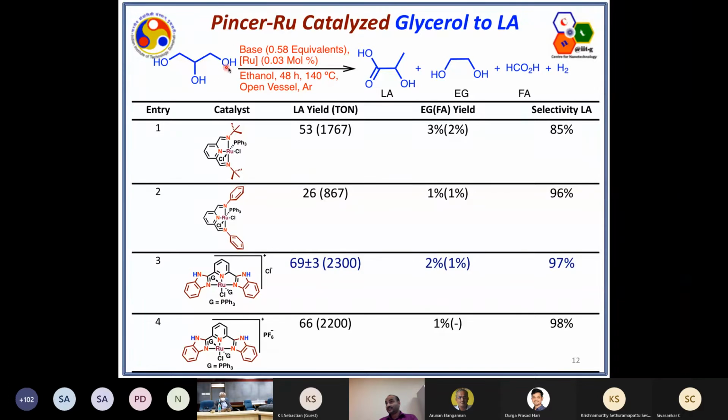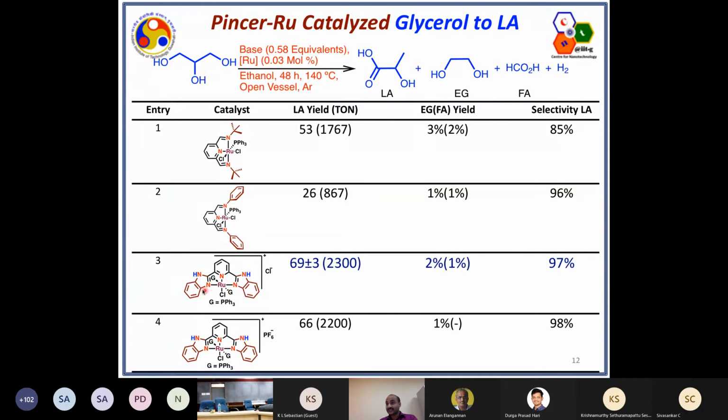We have glycerol. We treat it with base, 0.5 equivalents, in the presence of a ruthenium catalyst, in ethanol, in an open vessel with argon flow. And what we see is that we get lactic acid and a small fraction of formic acid, ethylene glycol, and hydrogen. Now, as we look at various catalysts, you see that with the tert-butyl-based bis-aminopyridine catalyst, you get fairly decent yields of lactic acid and a very small fraction of ethylene glycol. The selectivity is very good. Whereas with the phenyl catalyst, the yield is less.